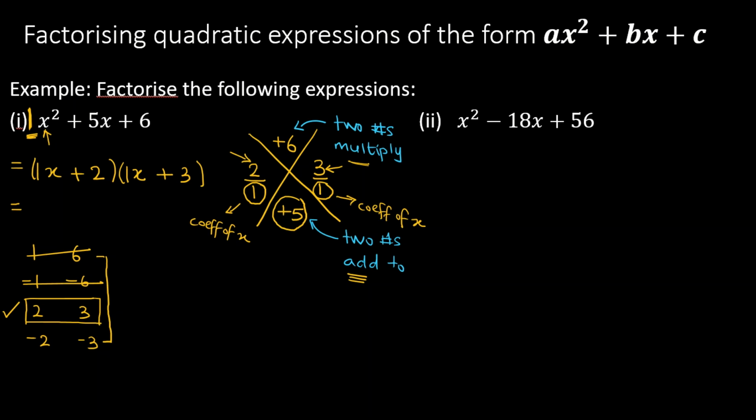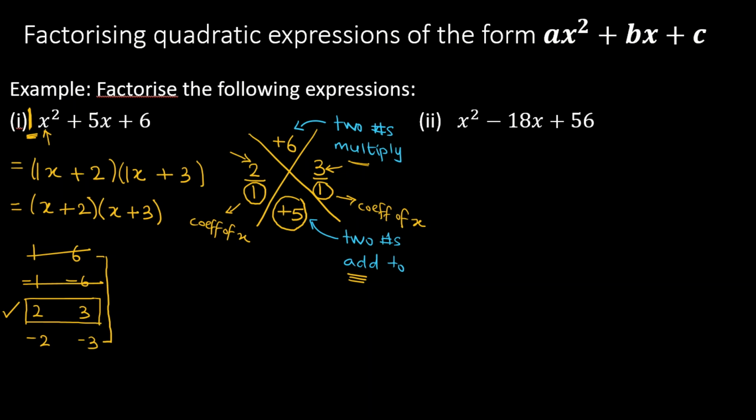Right? Now, it is almost done. The first bracket is x plus 2, and the second bracket is simply x plus 3. Because 1 before the x, you can ignore the 1. So you have been able to factorize the given quadratic expression using the magic X method.